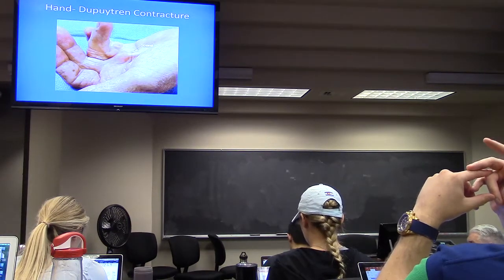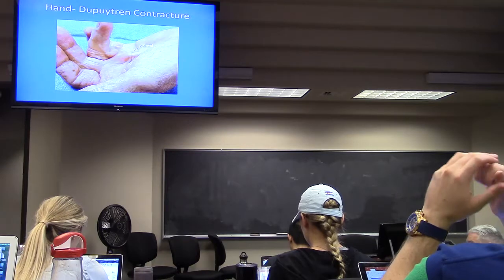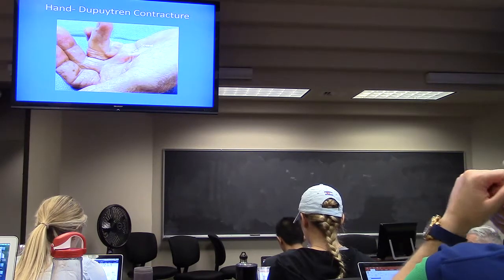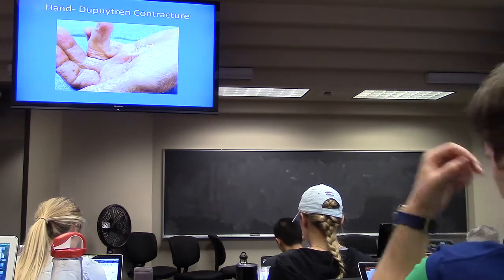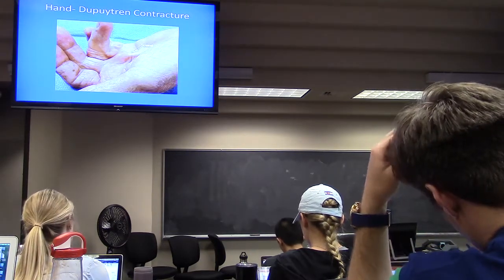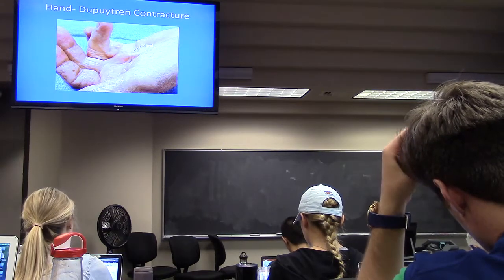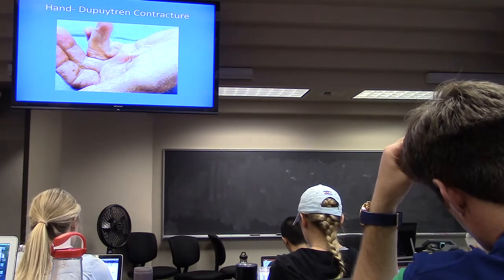Dupuytren's contracture is sometimes associated with a thing called Peyronie's disease. Have you guys had GU yet? Okay. So sometimes that may come up on tests and board examinations about what concomitant disease process. Dupuytren's contracture and Peyronie's disease are sometimes associated with each other.